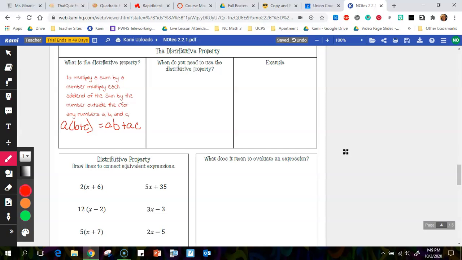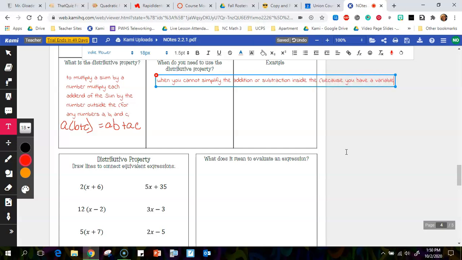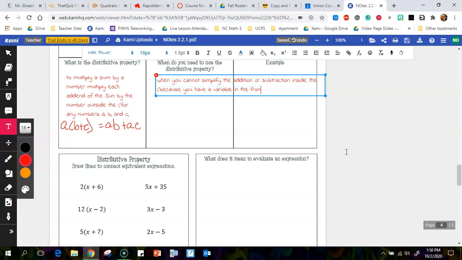That's fine. So when do you need to use the distributive property? And we'll use our text tool again, and our microphone. When you cannot simplify the addition or subtraction inside the parentheses because you have a variable in the parentheses. All right, see if we can fix that.